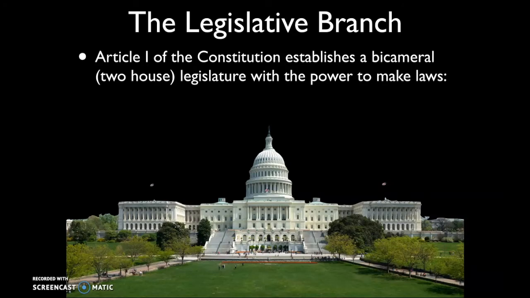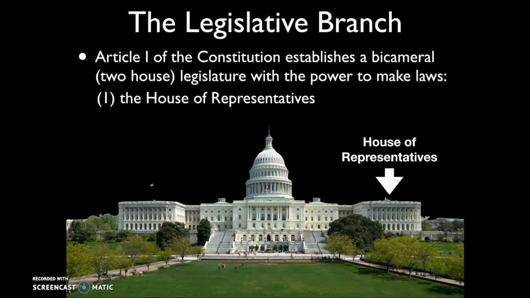First, we have to understand Article 1 is the section of the Constitution that deals with the legislative branch, and it establishes a bicameral or two-house legislature. Bicameral is a Latin word meaning two houses, and these two houses are the House of Representatives and the Senate. And these two houses together have the power to make laws.